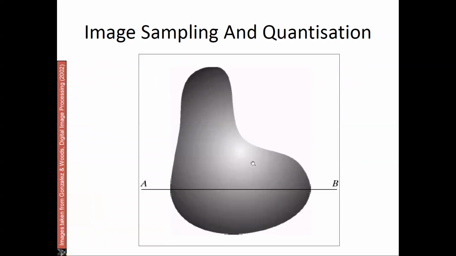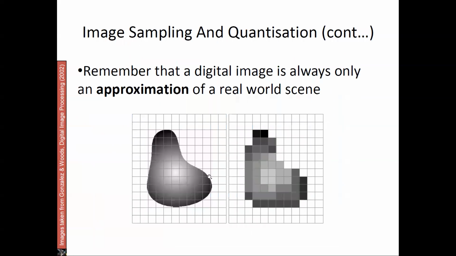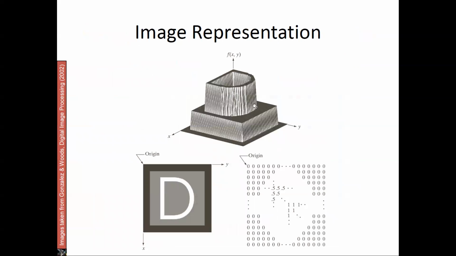So this is the image. We sample it in this way. As the sampling goes on, we have different amplitudes of different gray levels, and this particular image is digitized or approximated in this way.